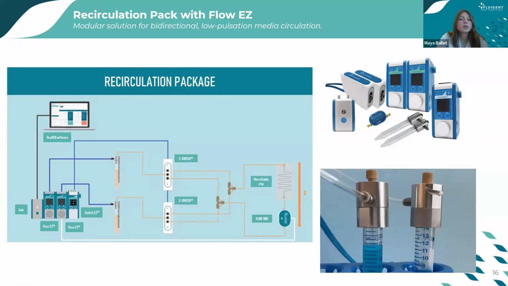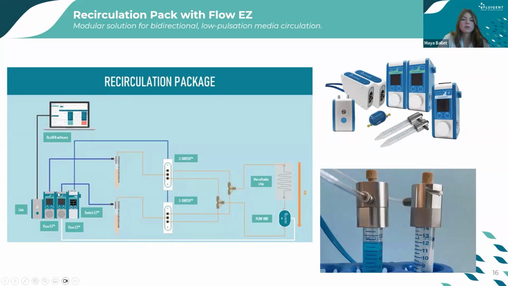So to enable recirculation with this setup, the system uses two pressure controllers, so two pressure lines that are connected to two reservoirs. It also includes a pair of switching valves and a flow sensor. The flow sensor ensures the consistent volume exchange and keeps the shear stress very controlled and low for this experiment. The idea is quite simple.